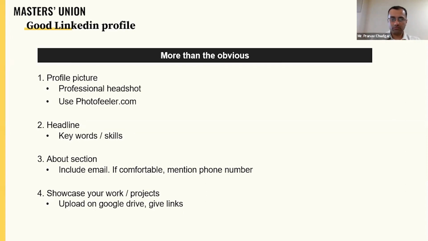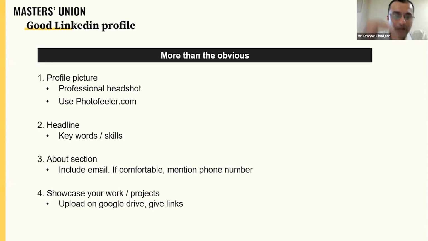And obviously, if you go and Google how to make a good LinkedIn profile, you'll get a plethora of articles. Please read that. I'm not going to go into the details of how to make a good LinkedIn profile, but just 4 points that I'm going to highlight, which are more than the obvious. The first is your profile picture. When I see your message, the first thing that I see is who is the face behind this person.